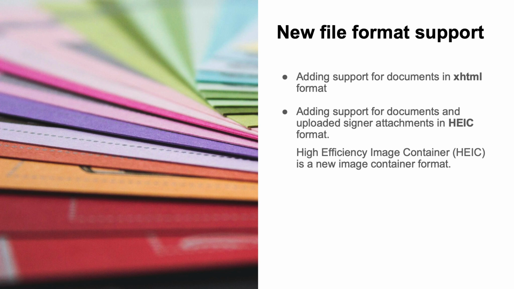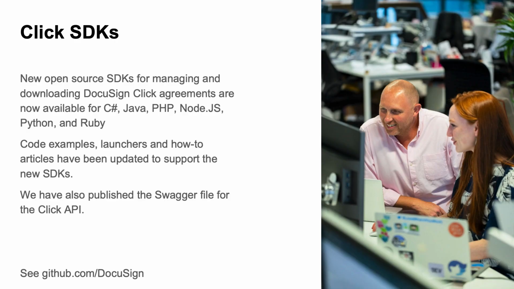New file format support. We're adding support for source documents in XHTML format. We're also adding support for documents and uploaded signer attachments in HEIC format. That's High Efficiency Image Container. HEIC is a new image file format that Apple and other companies are starting to use.